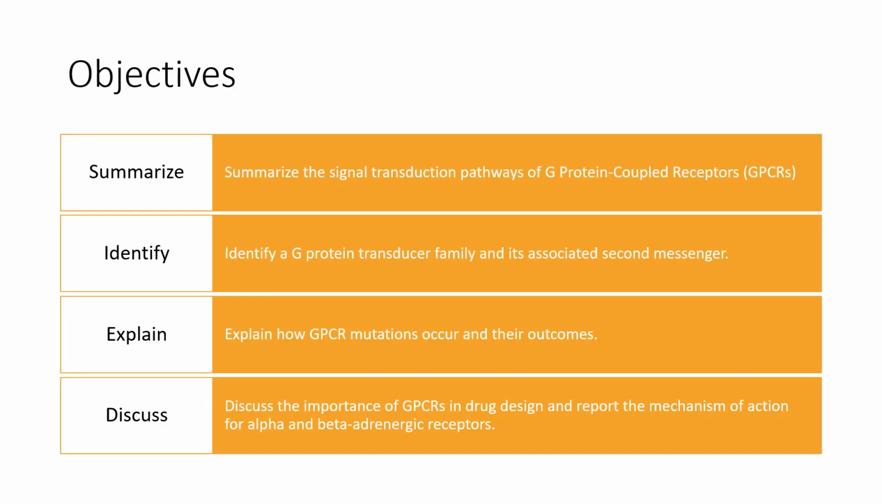By the end of this presentation, students should be able to summarize the signal transduction pathways of G protein coupled receptors, identify a G protein transducer family and its associated second messenger, explain how GPCR mutations occur and their outcomes, such as diseases, and then discuss the importance of GPCRs in drug design and report the mechanism of action for alpha and beta adrenergic receptors.